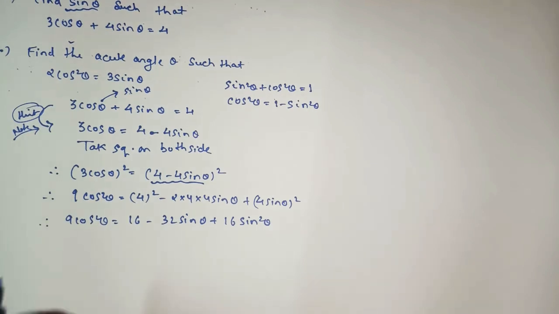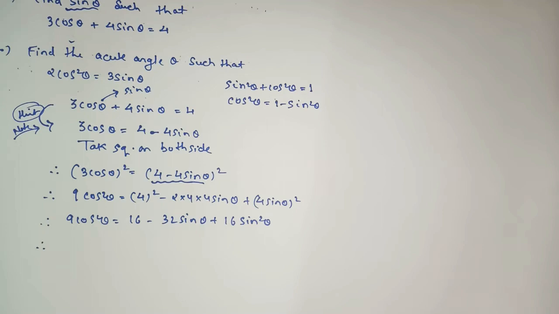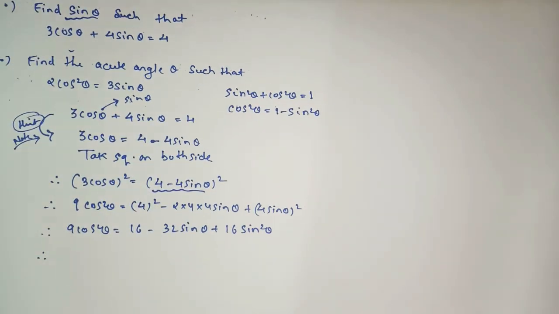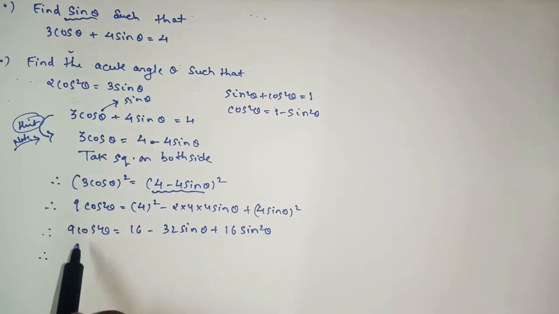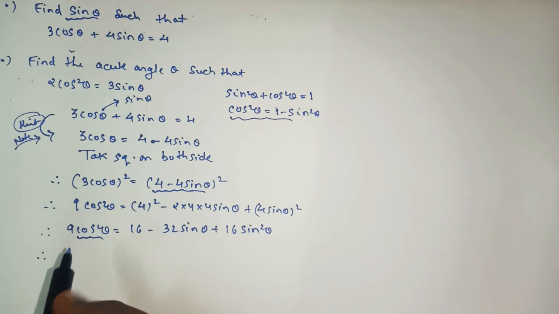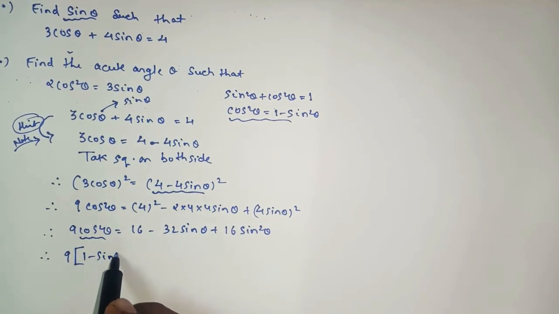Okay, so now after this, as we know that we have to find the answer only for sine. So here we have sine, so we'll convert this cos square into sine. Here we have one relation: cos square we can write as 1 minus sine square theta.